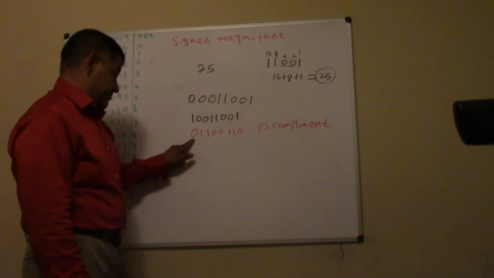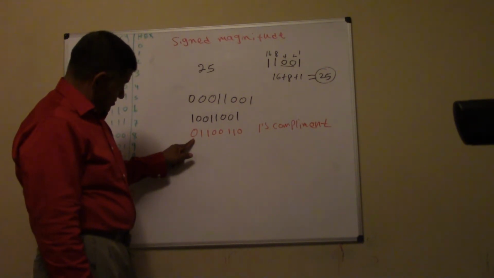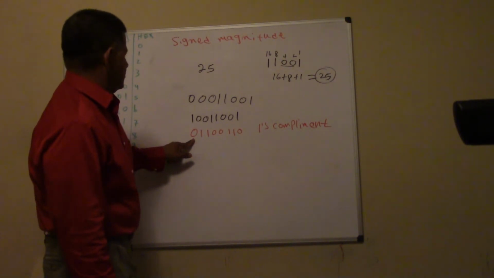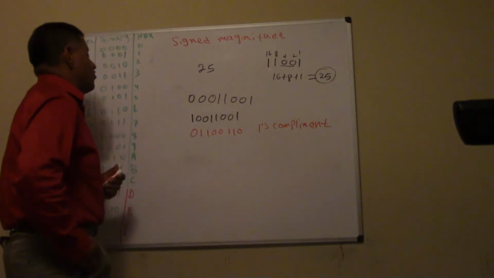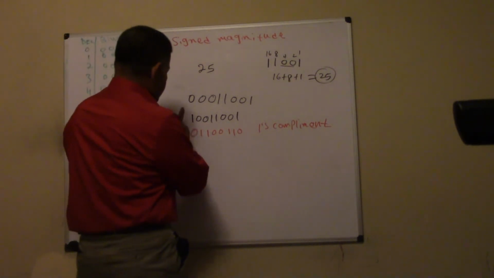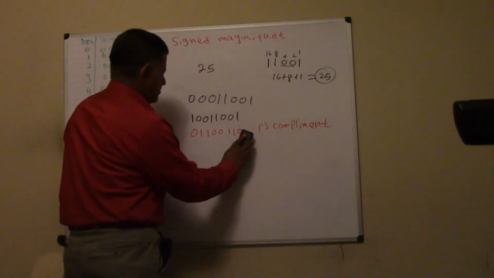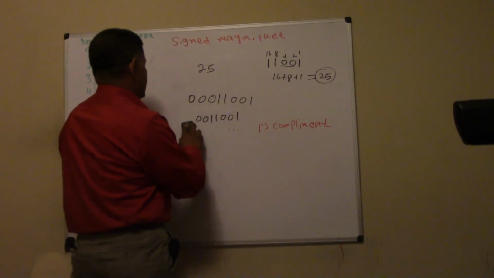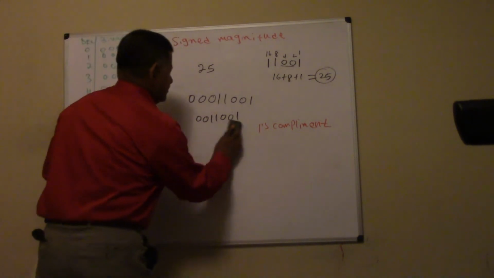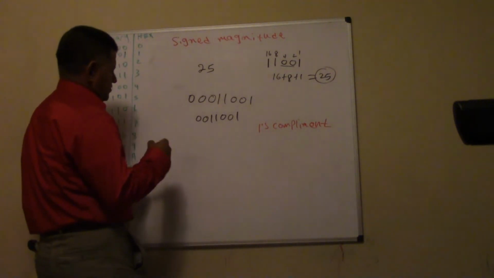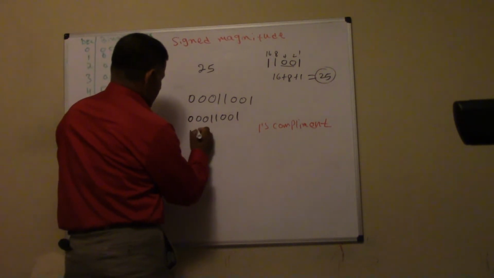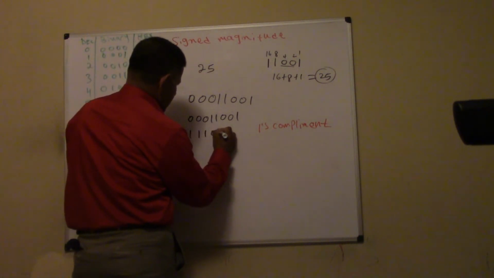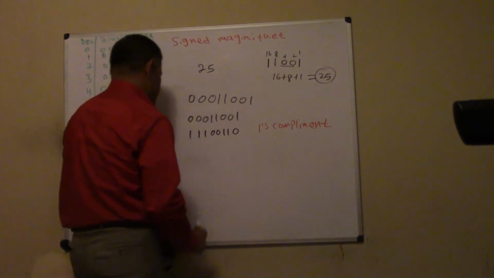Now, this is a positive. Oh, actually, let's change the original. I'm sorry. Let's change the original, not the one with the sign magnitude, but the original. Let me make this 0. Okay, so this will be 1, 1, 1, 0, 0, 1, 1, 0.